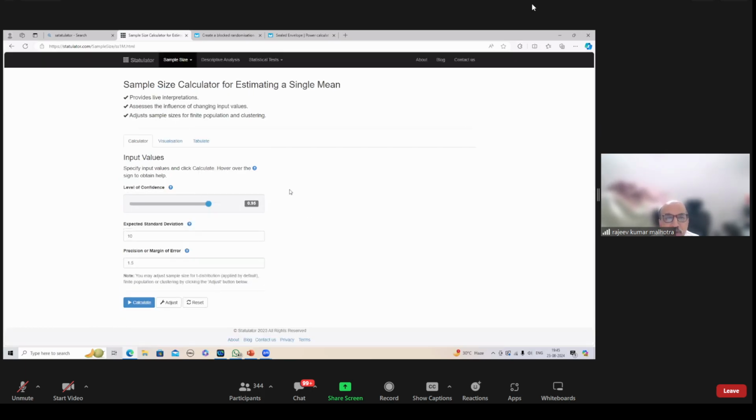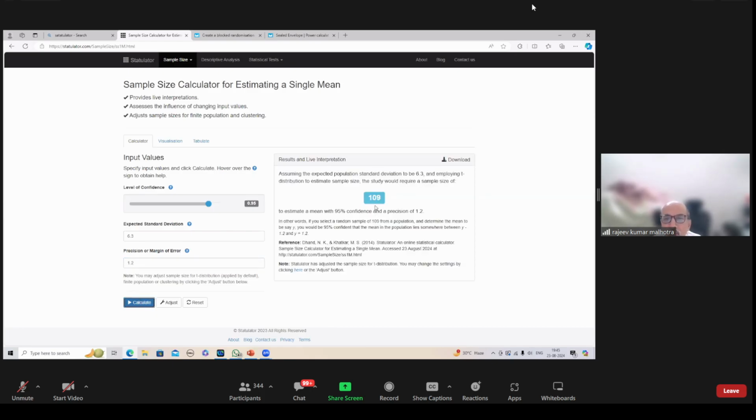If you want to estimate the mean, the same thing is there. Level of confidence is 95%. What is your standard deviation? You have to take in your standard deviation. I have taken for this example 6.3. And what is the precision of error? My precision of error is 1.2. So I will calculate this one. My sample size is 109 for this one. So for estimating this with the standard deviation of 6.3 and 1.2, my sample size is 109.